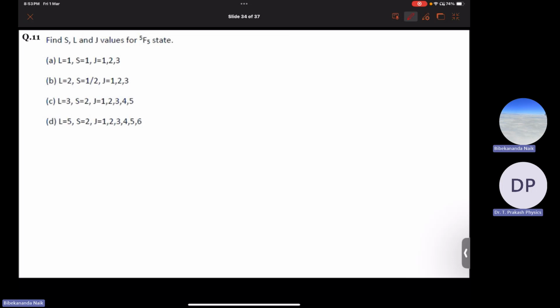So now this question says, find the value of S, L, and J for the 5F5 state. So it is a very easy question. For 5F5, the first 5 is 2S plus 1, F corresponds to L, and the last 5 corresponds to J. Is it not? So if 2S plus 1 is equal to 5, then S will be what? S will be 2.